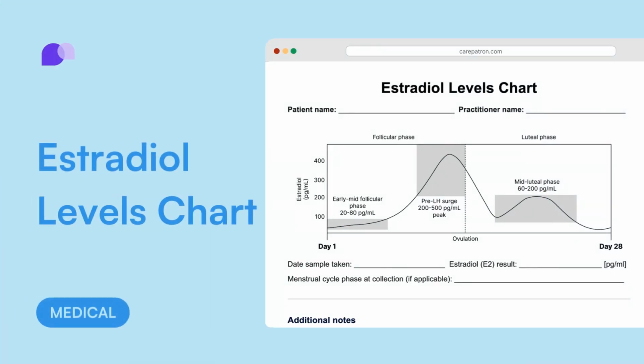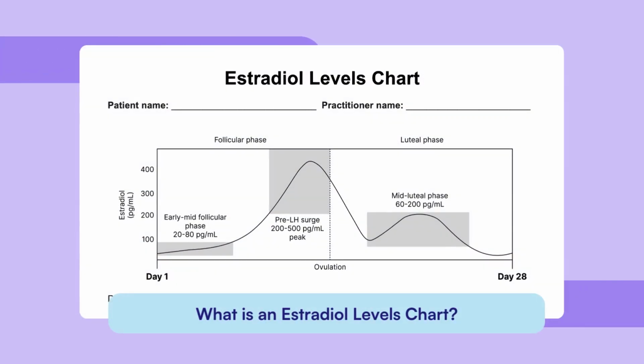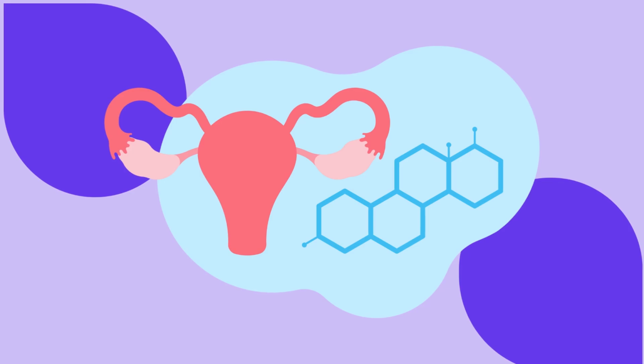Estradiol, a hormone produced by the adrenal glands and ovaries, is the most common type of estrogen and a key female sex hormone. It's crucial for sexual development, reproductive health, and maintaining pregnancy. Our estradiol levels chart visually represents the typical cyclic fluctuations of estradiol levels throughout a uterine cycle.